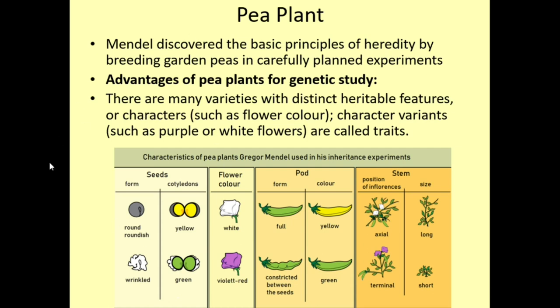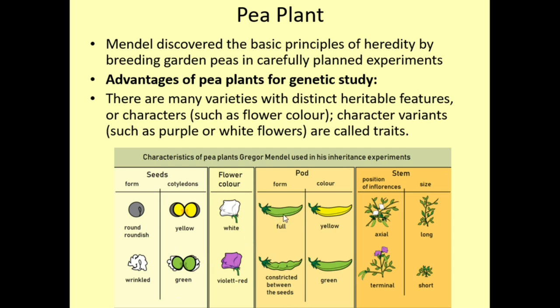And we're going to look at some of these as we go through, but you can see them on the diagram. So the peas within the pea plant, or the seeds as they are, will have two different shapes, two different traits. They will either be round or they will be wrinkled. The peas will either be yellow or they will be green. The flowers will either be white or purple.